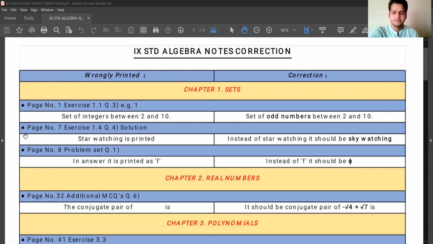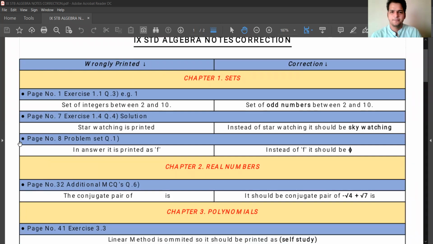Now we will go with the next correction. On page number 7, exercise number 1.4, question number 4, solution part, where it is written as star watching. I'll repeat, it is written as star watching, whereas it should be actually sky watching. So you have to correct that star watching as sky watching in that particular solution.